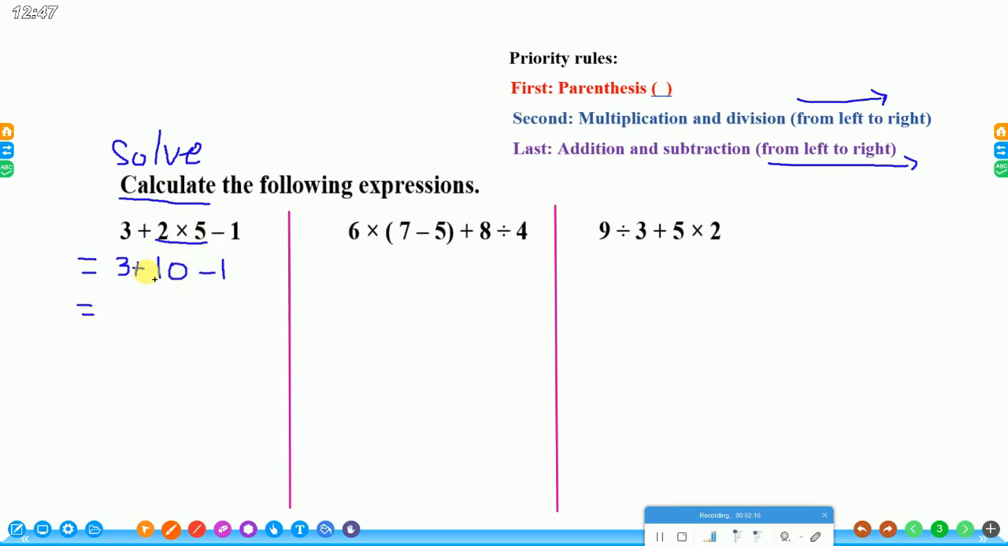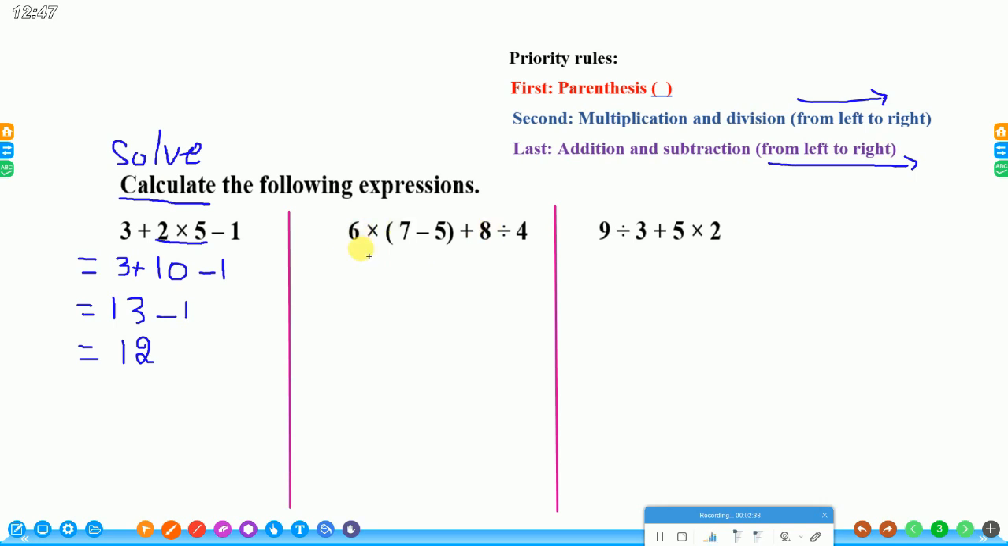Now we only have addition and subtraction operations, so we solve them from left to right. So we follow the order of their appearance. So we don't do subtraction first. So 3 plus 10 is 13. Minus 1 we copy. And 13 minus 1 equals 12.